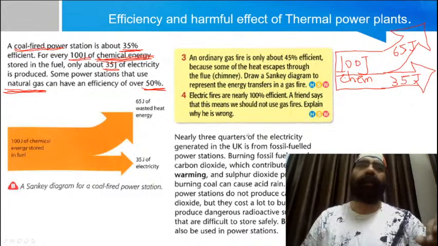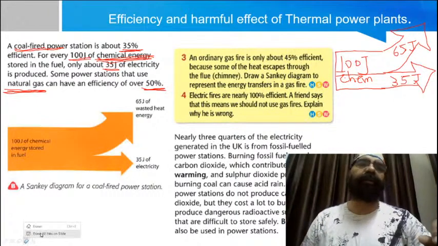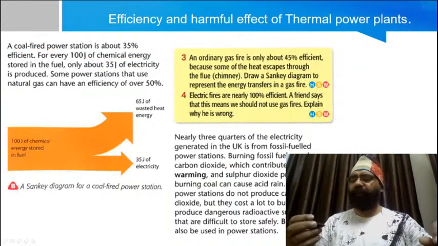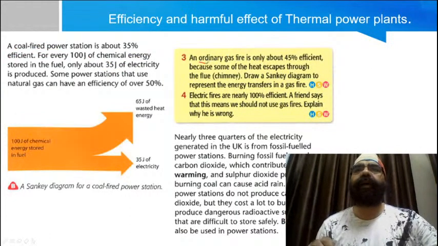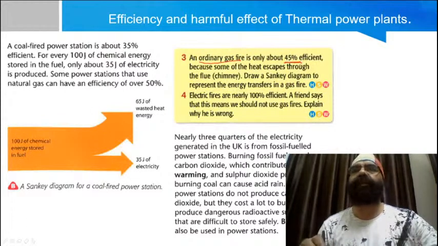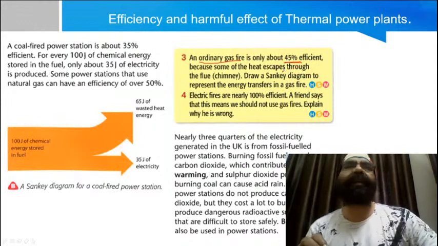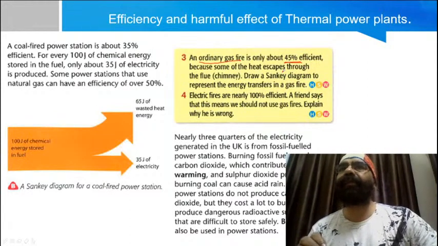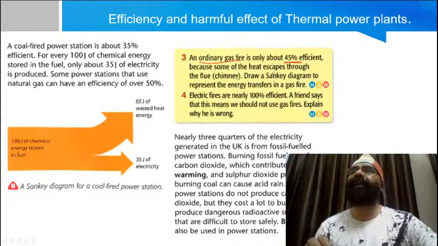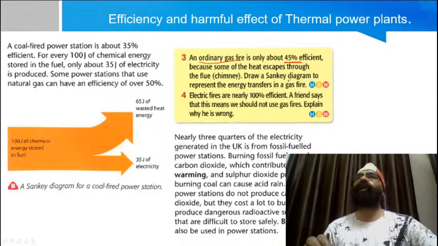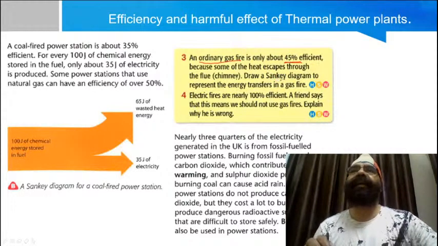Okay, so now that you have understood, I erase all this and I take you to the next part. The next part, an ordinary gas fire. An ordinary gas fire is 45% efficient. This we had studied last time. Why is it only 45% efficient? Because some of its energy is lost in heating the air around it, and some of its energy is lost in heating the container in which it was.